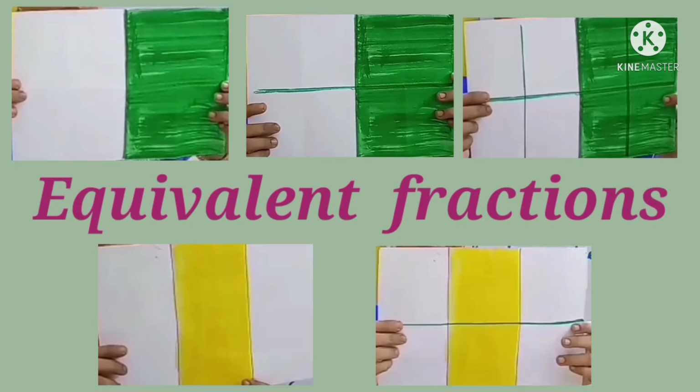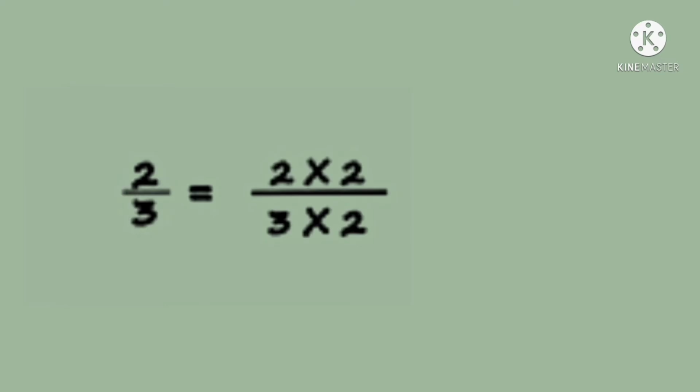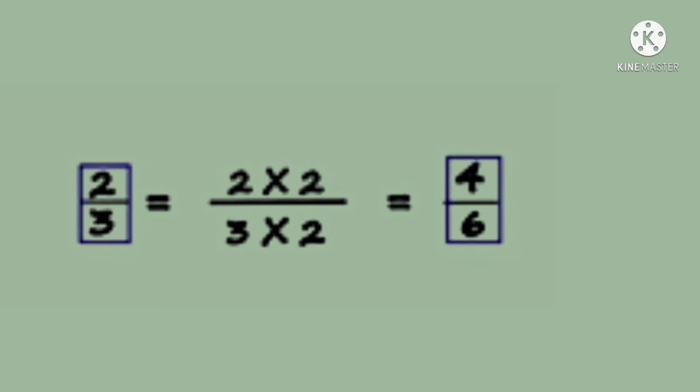All fractions have a special property. If you multiply the numerator and denominator of a fraction by the same number, the value of the fraction remains the same. Let's see 2 by 3. We multiply the numerator and denominator by 2. 2 2s are 4, 3 2s are 6. This will equal 4 by 6. These two fractions have the same value.